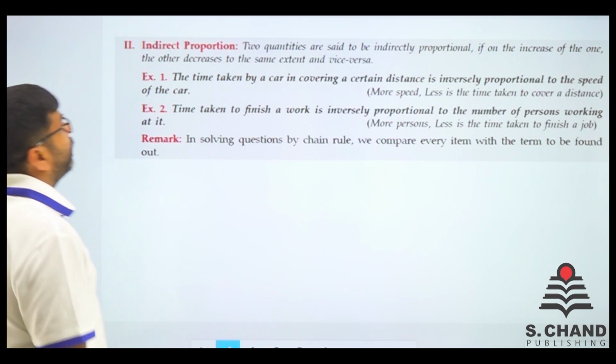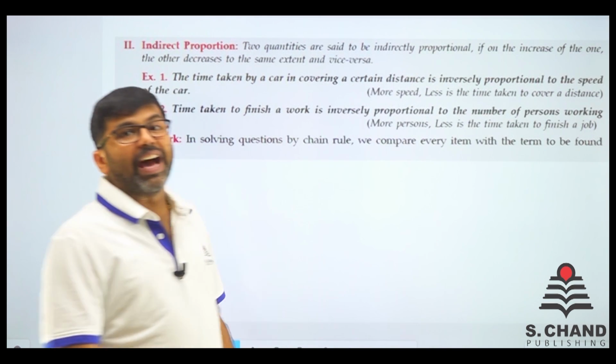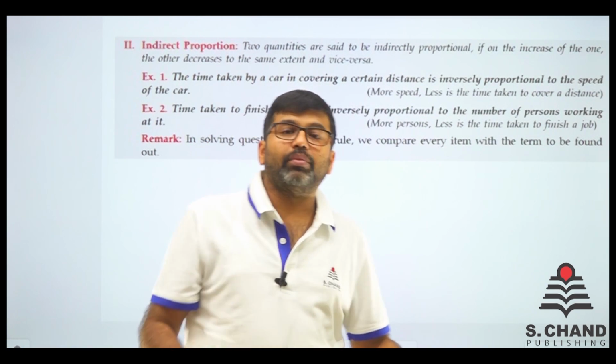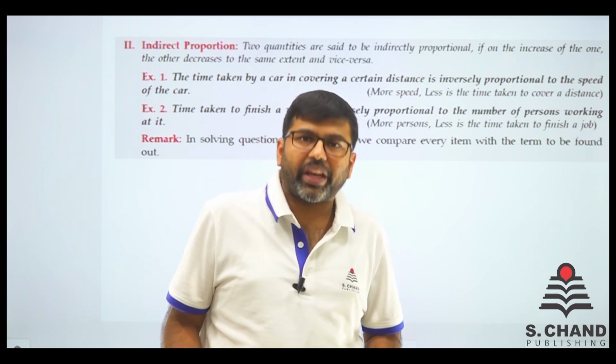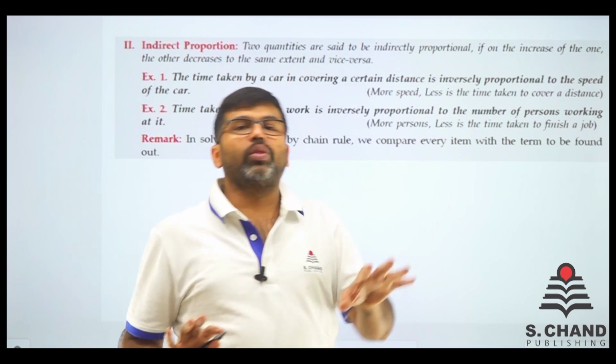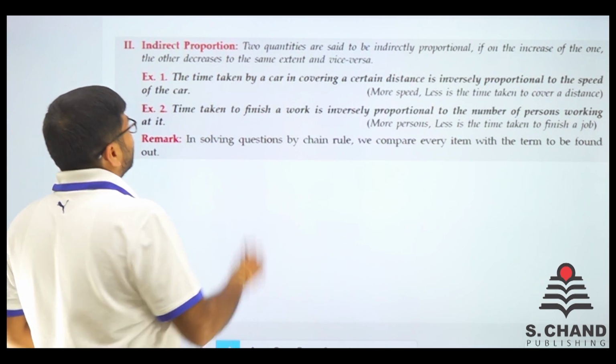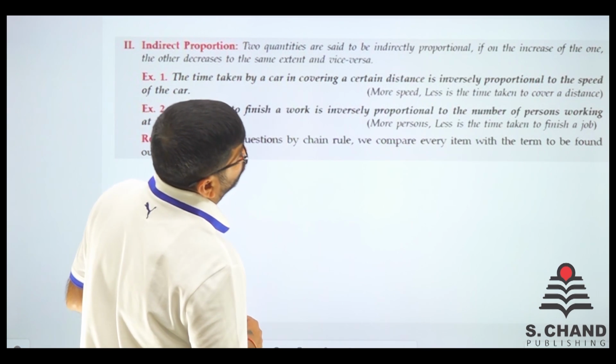The time taken by a car in covering a certain distance is inversely proportional to the speed of the car. Speed बढ़ाओगे तो time कम लगेगा, speed धीमे कर दोगे तो time बढ़ जाएगा. So they are inversely proportional, time and speed. Second is, time taken to finish a work is inversely proportional to the number of persons.